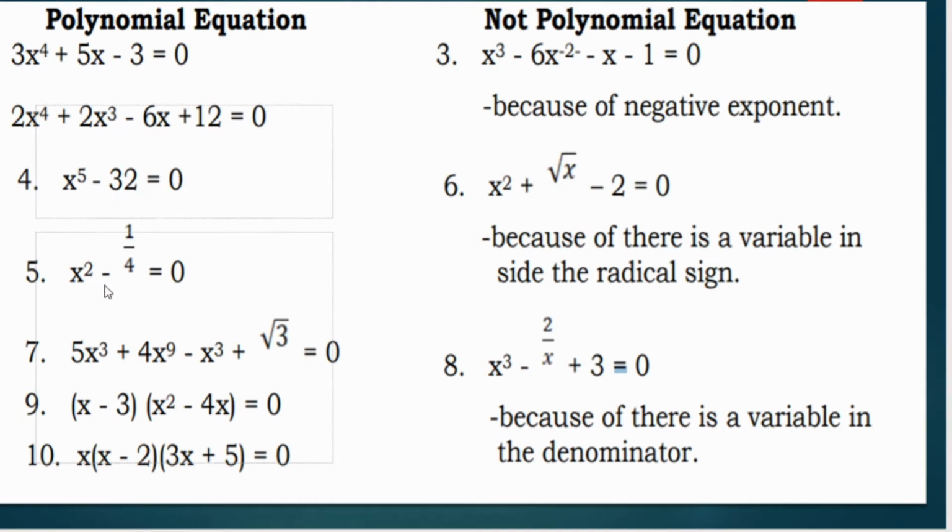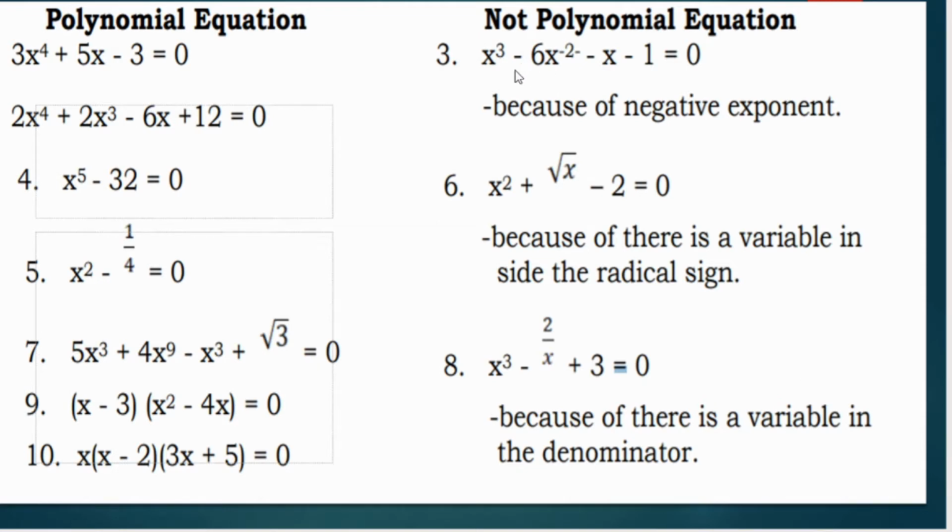X squared minus 1/4 equals 0. 5x cubed plus 4x to the ninth minus x cubed plus square root of 3 equals 0. X minus 3 times x squared minus 4x equals 0. X times x minus 2 times 3x plus 5 equals 0. So in here we have all positive exponents.